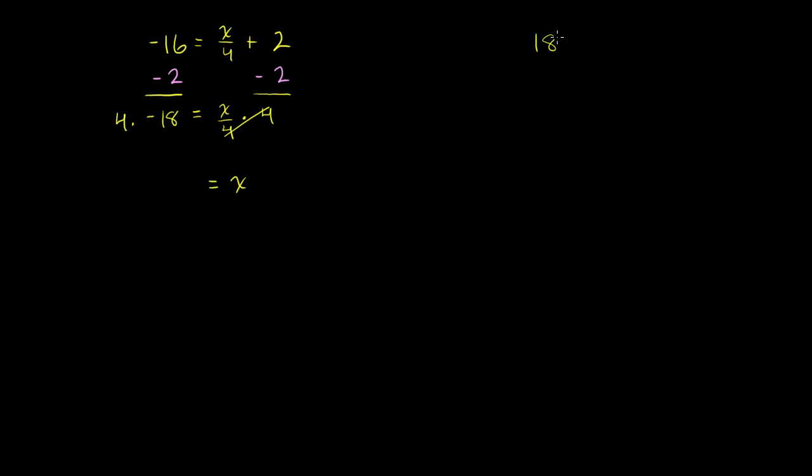So 18 times 4, if we were to multiply 18 times 4, 4 times 8 is 32. 4 times 1 is 4, plus 3 is 7, so it's 72. But this is negative 18 times 4, so it's negative 72. So x is equal to negative 72.